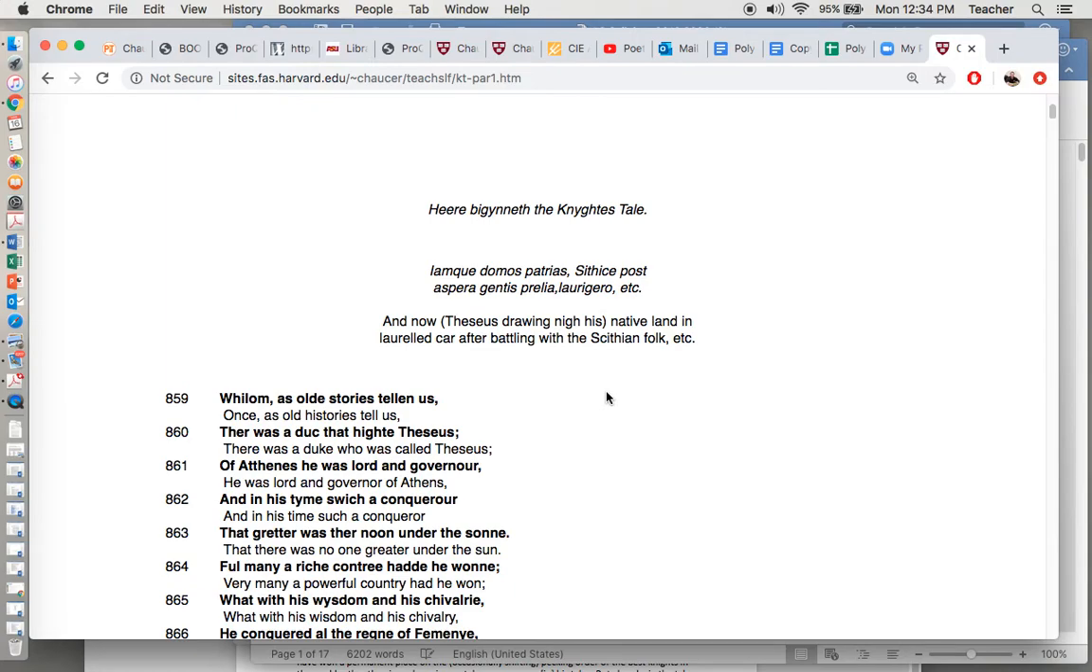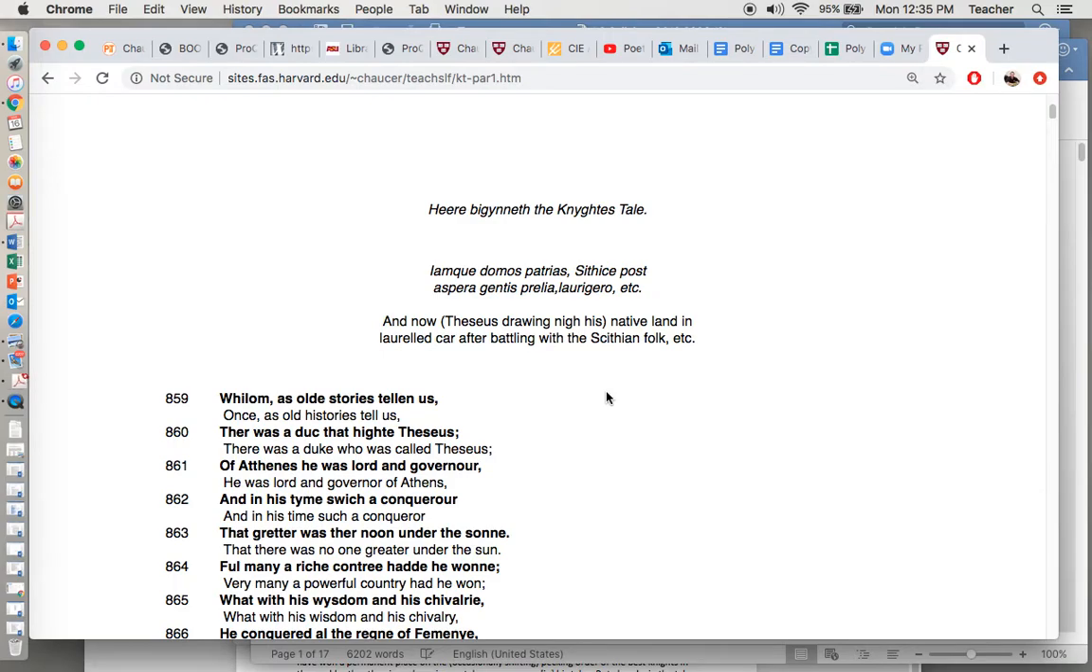Okay, so this proem at the beginning, a poem that introduces something is called a proem if it's not an epigraph. And of course, it's in Latin. I'm not going to butcher it. Translates to, and now Theseus drawing nigh near his native land in laureled car. Laurels are the symbol of victory, obviously. After battling with the Scythian folk, etc.